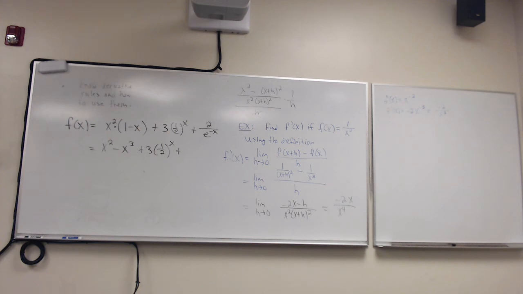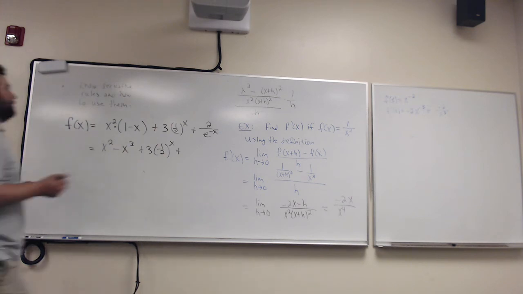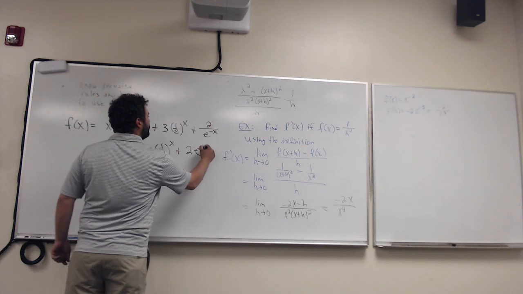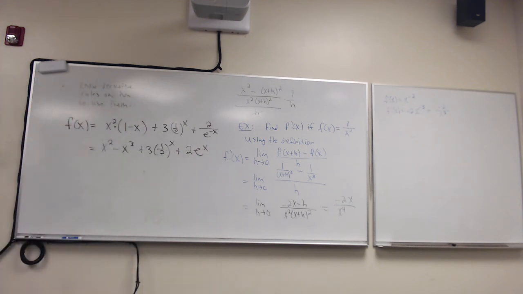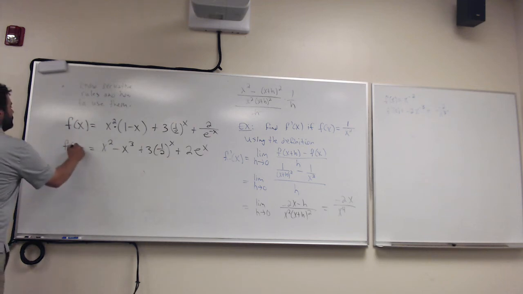You just switch the power over. Okay, yep. Instead of dividing by an exponential with a negative exponent, you can take 2 and multiply by e to the x. So you move it up into the numerator by changing the power from negative to positive. Okay, so that's still f of x.